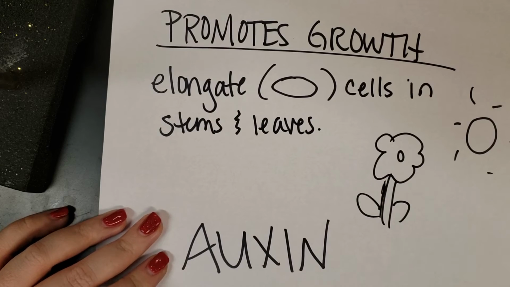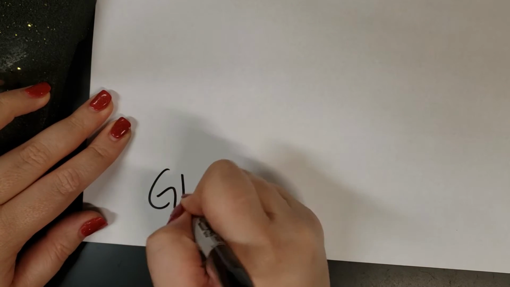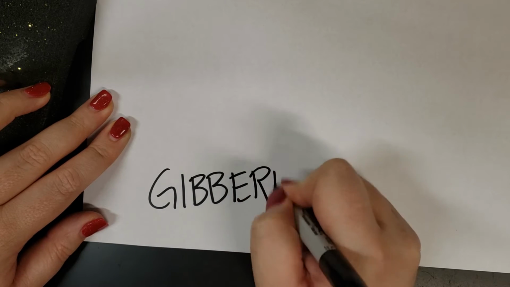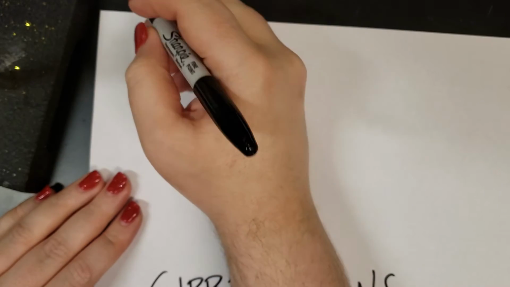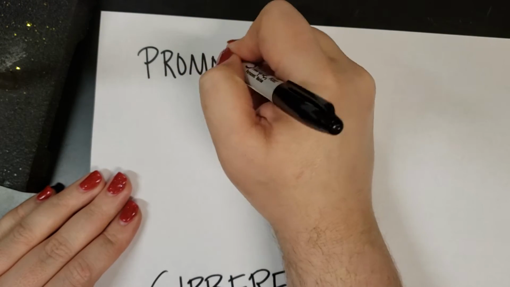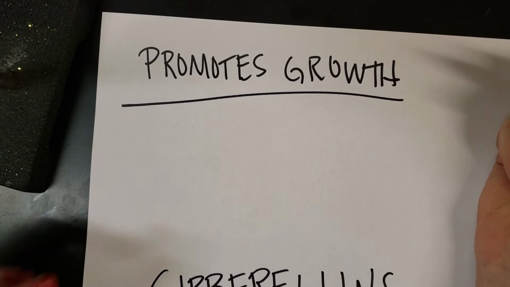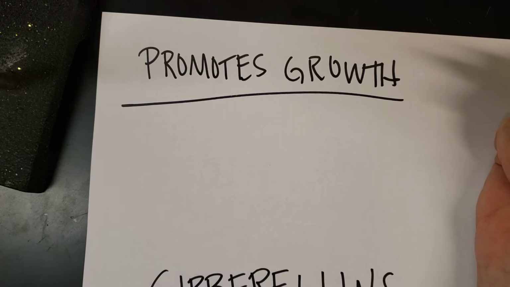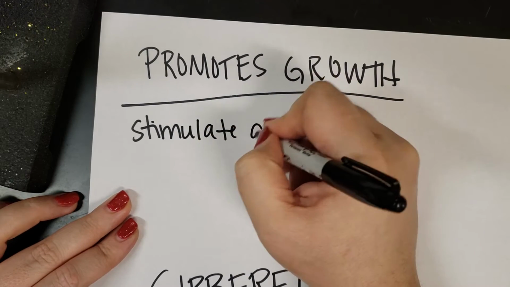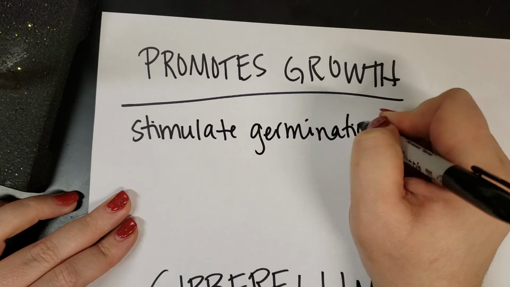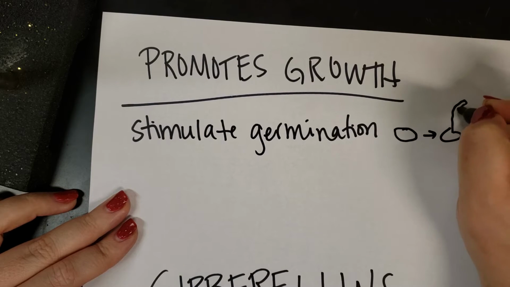Okay, so your next box is also a hormone that promotes growth. So these are the gibberellins. The most fun name for a hormone that there could be, gibberellins. This also promotes growth. Yes, you do need to write this down. So the job of gibberellins is to stimulate germination. We talked about germination when we were planting our seeds. Germination is when the little seed starts to grow into a little plant.